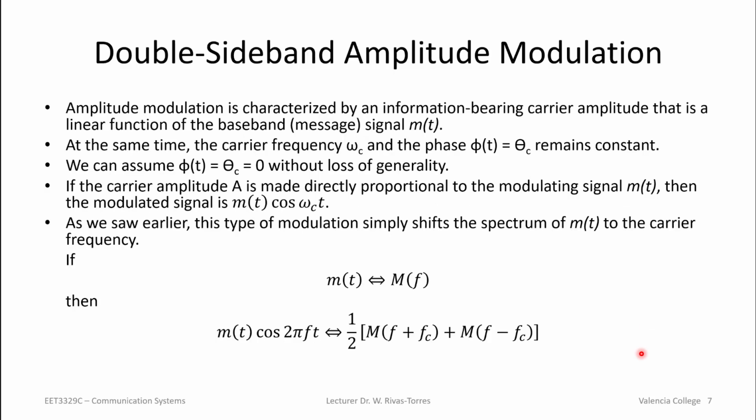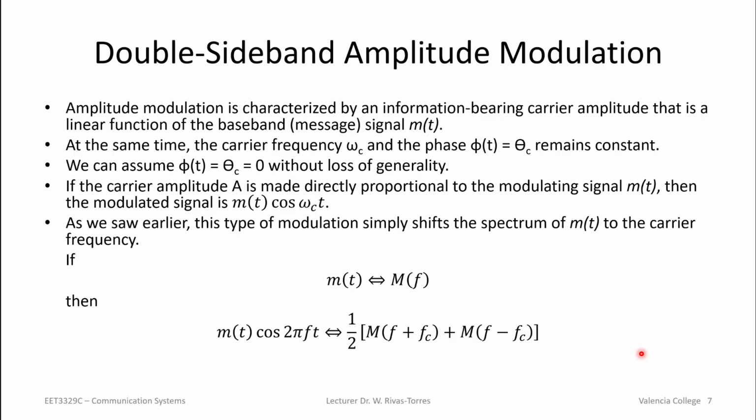Now let's talk. AM comes in several distinct types. We're going to start off with double sideband amplitude modulation, just because it's the easiest one. All right, and that's where we're going to start.